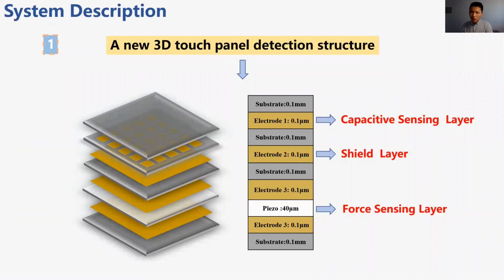Here is a touch panel we made. 25 electrodes are joined on the capacitance detection layer to detect the capacitance change. The force detection layer is a layer of PVDF film, which will generate charge when subject to external force. The layer electrode can lead out the electric charge, and the middle shield layer is used to shield the capacitance and force detection layer to prevent coupling between them.